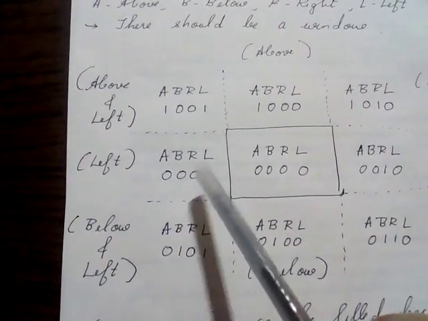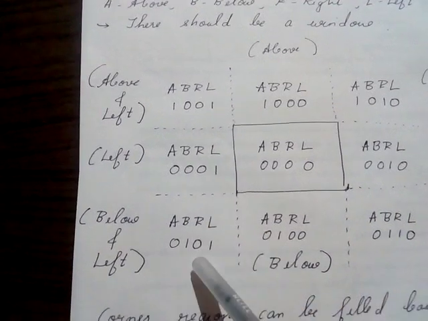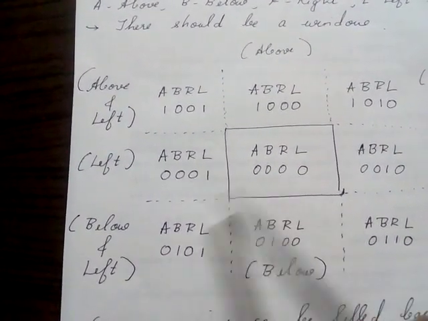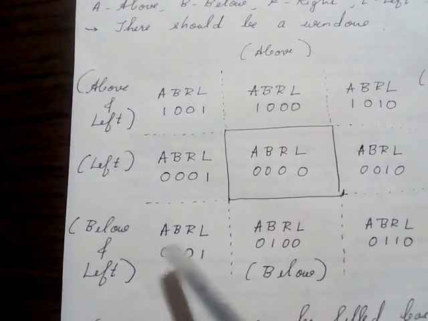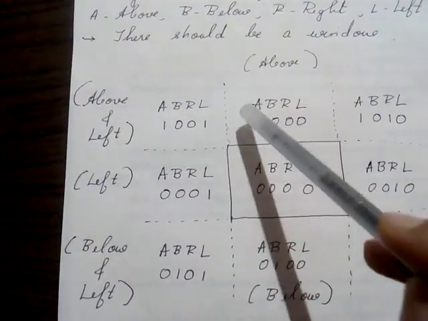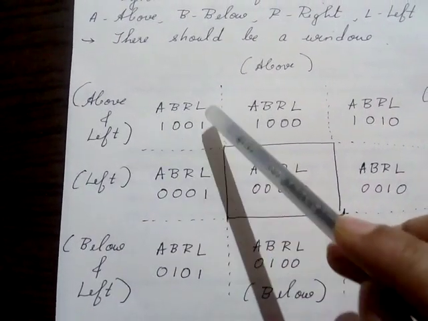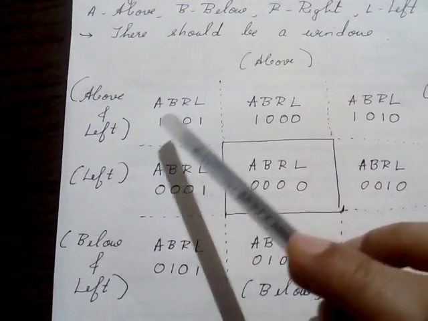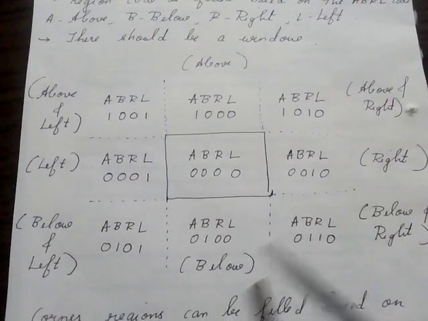This is left, so L will be 1. This is below the window and to the left, so below and left should both be 1 1, others 0 0. This is above and left, that means it is above the window and at the left side, so A should be 1 and L should be 1. Below and right both should be 0 0. So in this way we fill the window and the regions around it.